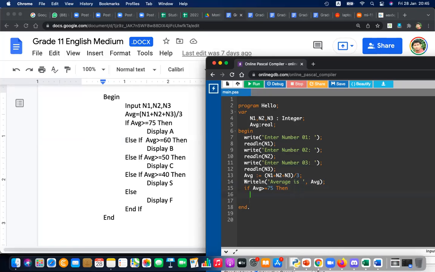If average greater than or equal to 75, then writeln, grade is, should be A, right? Grade is A. Else if the next condition and what to do then. Else if the next condition is 60. If it is 60, the grade is B. So likewise, you can continue to write the next statements.